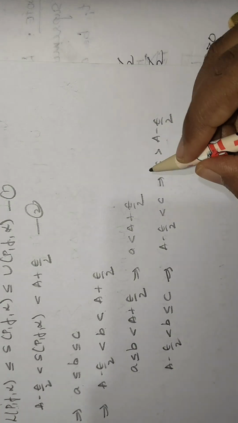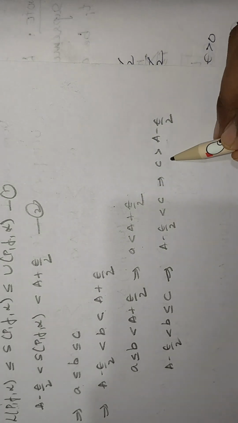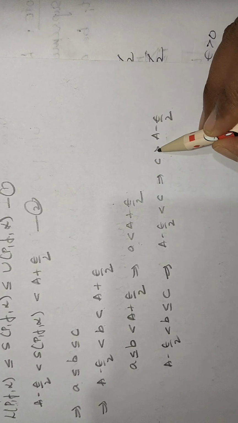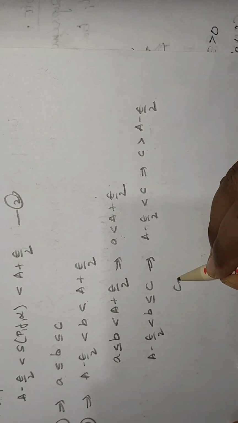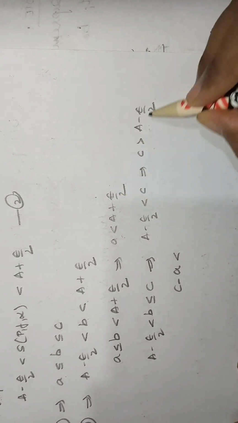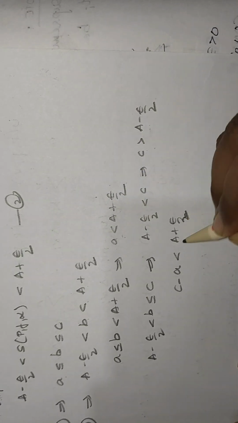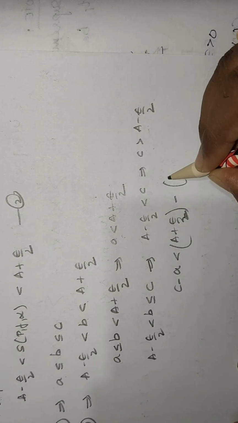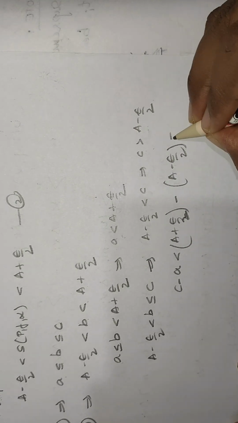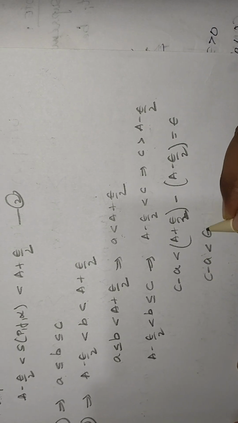Okay, so I have a is less than a plus epsilon by 2 and c is greater than a minus epsilon by 2. So combining these two, we have c minus a less than this minus this, that is a plus epsilon by 2 minus a minus epsilon by 2. Okay, if you expand this, it will be equal to epsilon. So c minus a is less than epsilon.